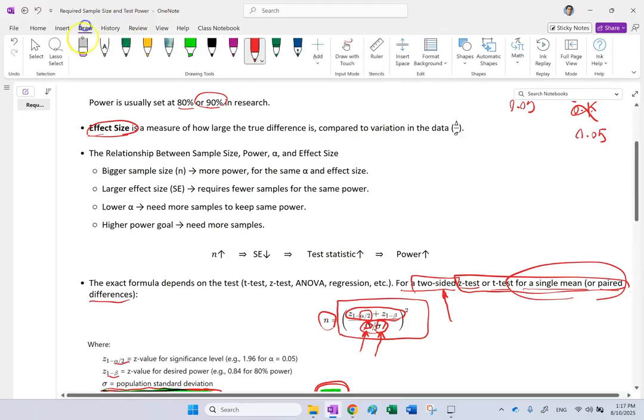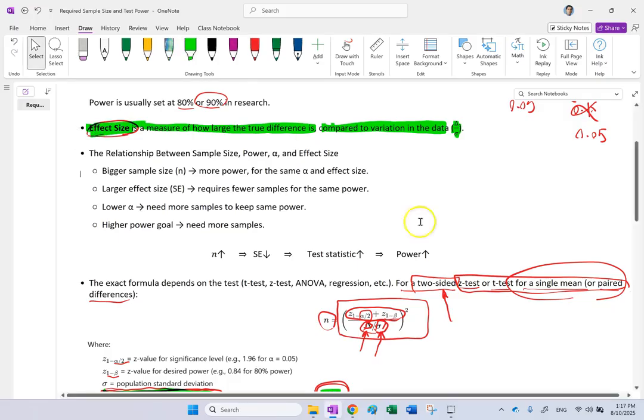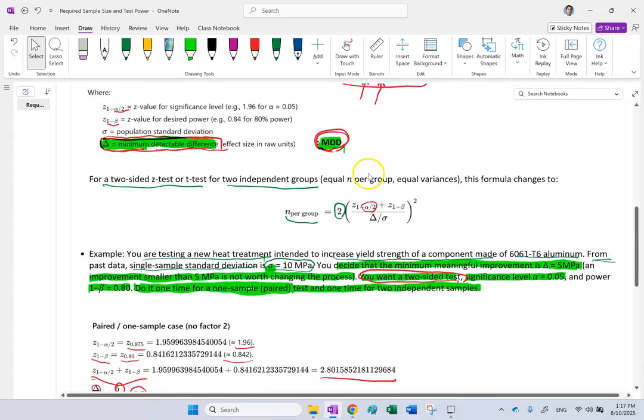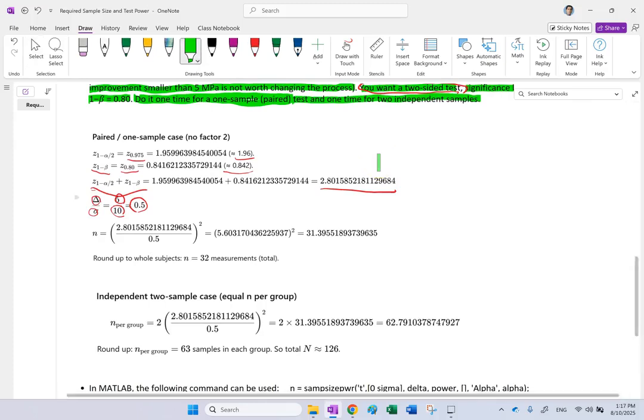And effect size is basically a measure of how large the true difference is compared to the standard deviation. Okay, so you divide it by this effect size. So that's another terminology that you learn. So you divide the sum of these two z's by the effect size, and you're going to square it up. So the effect size is 0.5, the sum of those is 2.8, divide and square it, and you're going to get 31.39 minimum number of samples.